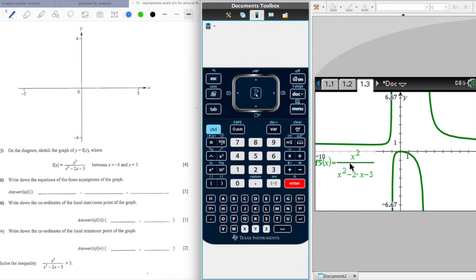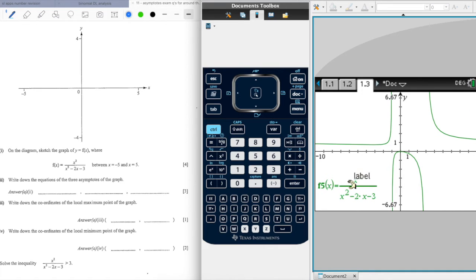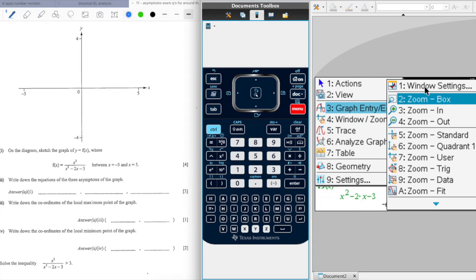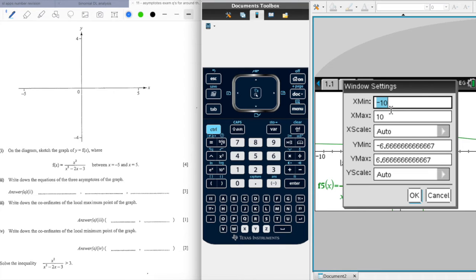And then we need to check where the exam question has asked us to plot it, and it goes from -5 to 5 and from 4 to -4. So I need to set that up on my GDC, and I can do it through window settings, and then change them on here. So the x goes from -5 to 5, and the y values go from 4 to -4.